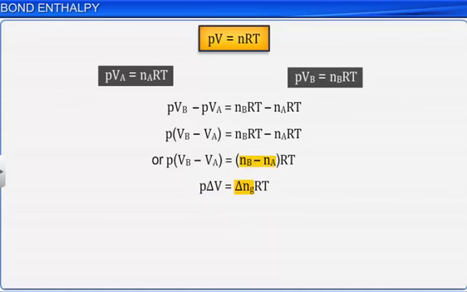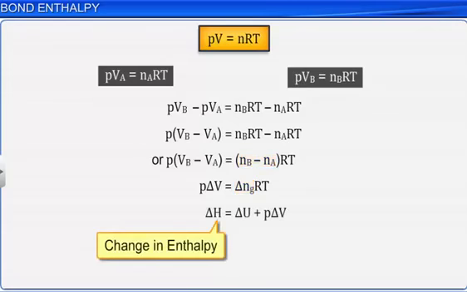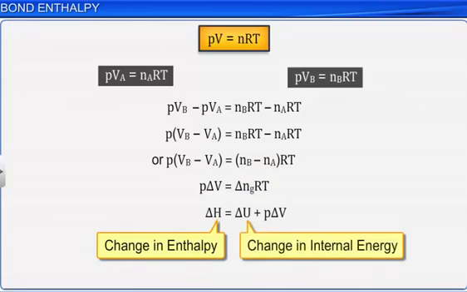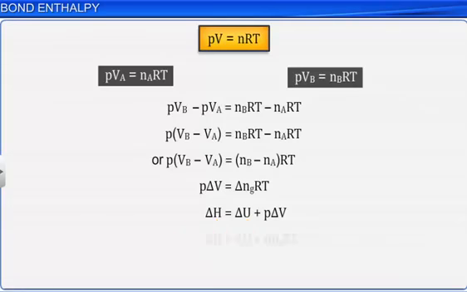We learned that change in enthalpy delta H equals change in internal energy delta U plus the product of pressure P and change in volume delta V. On substituting the values, we get change in enthalpy delta H equals change in internal energy delta U plus change in number of moles of gas delta N times RT. This relation helps us in calculating the change in enthalpy from change in internal energy and vice versa.